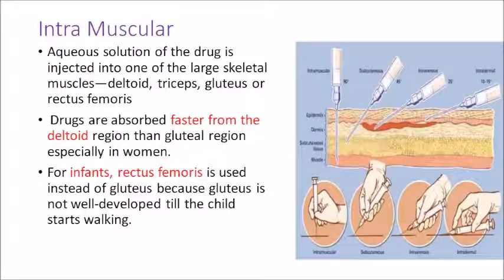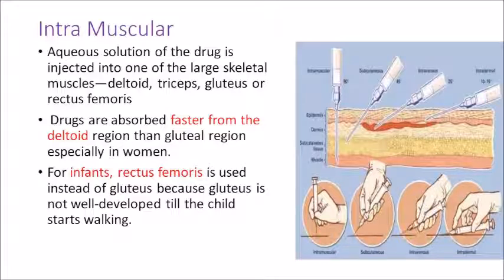Coming to intramuscular route, the first figure from the left is intramuscular injection. Aqueous solutions of the drug are injected into large skeletal muscles in this case. The muscles usually used are deltoid, triceps, gluteus or rectus femoris. Drugs are absorbed faster from the deltoid region than gluteal region. So it is better to take on the hand, especially in women. So that is about the muscles used and which muscle is better.